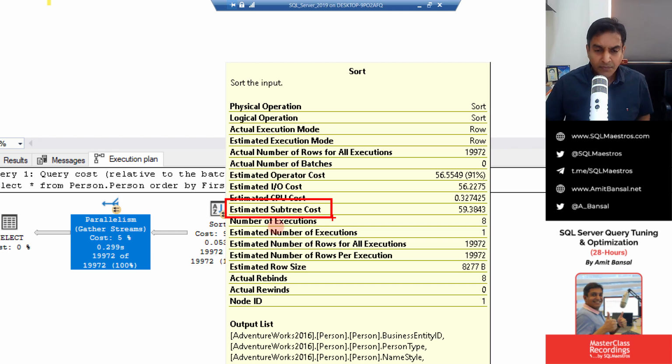Yeah, so a lot of high-flying numbers out there, but I hope you get the concept of where the query cost is coming from and how it is being computed or derived.